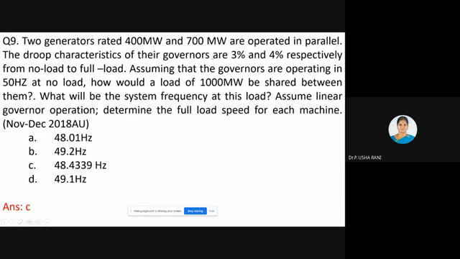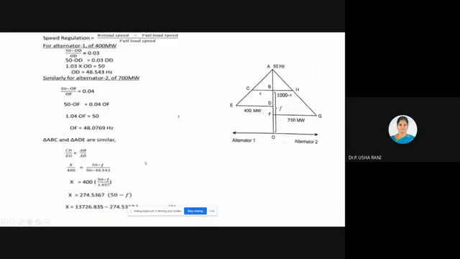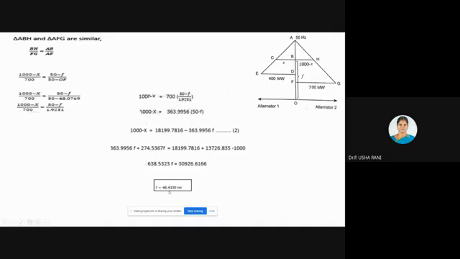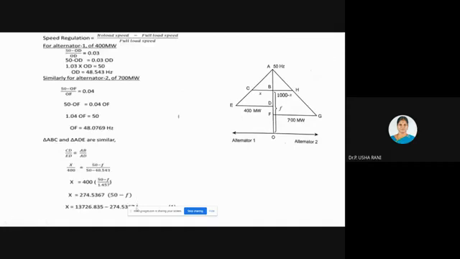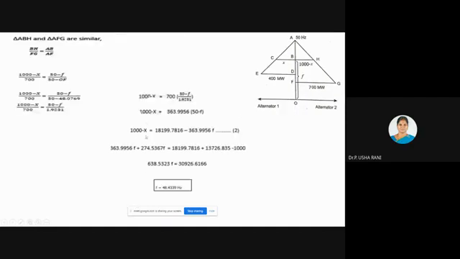For the same data, they may ask how much load is shared by alternator 1 and alternator 2. Here, they only gave the option for frequency. If they ask for the load shared by alternator 1 and alternator 2, how can you proceed? I know my frequency, and I have my two equations. Equation 1 is X in terms of frequency. Then I can substitute and find my X, and then I can find 1000 minus X.